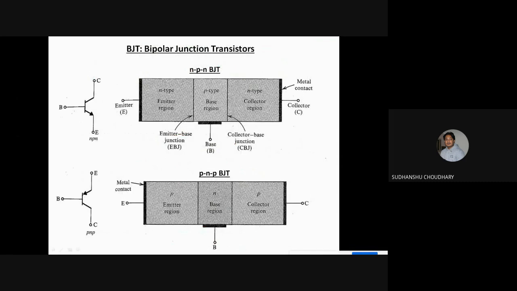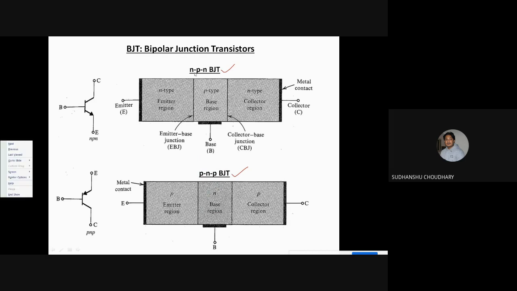Now let us come on to a more detailed discussion. In fact, we haven't started yet. So let us talk about bipolar junction transistors, BJT. In a BJT, two types are possible. One is NPN and the other one would be PNP BJT.